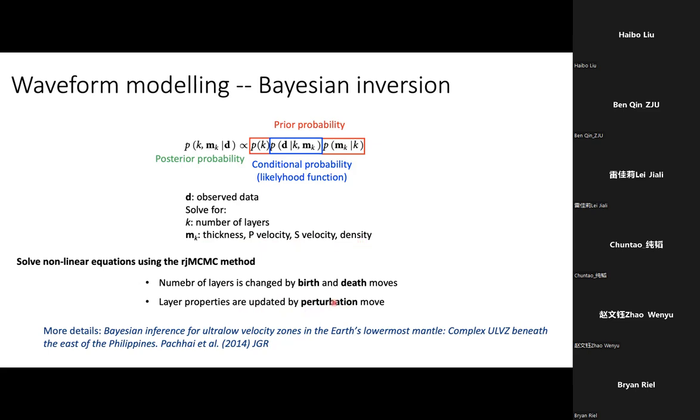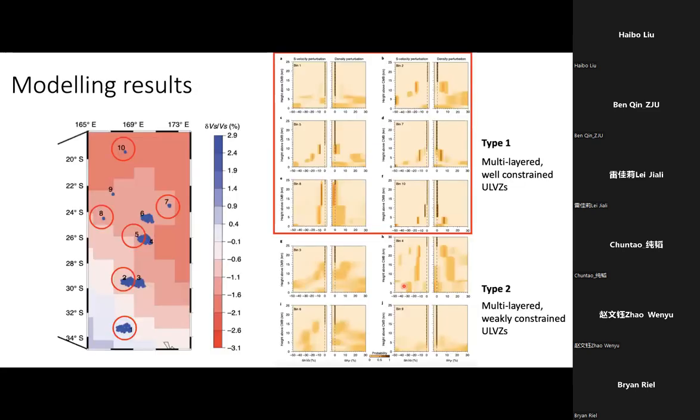This method was originally developed by the first author in his 2014 JGR paper. So if you're interested in more technical details of this method, you could refer to that paper. Essentially, it's just a better inversion method, a great search method, to get the model parameters.